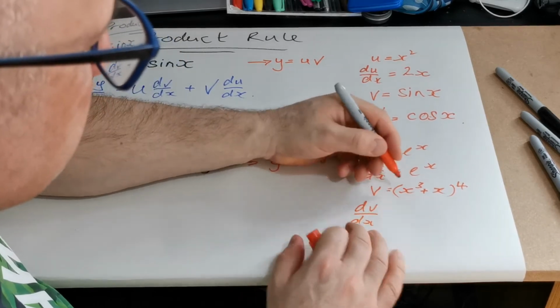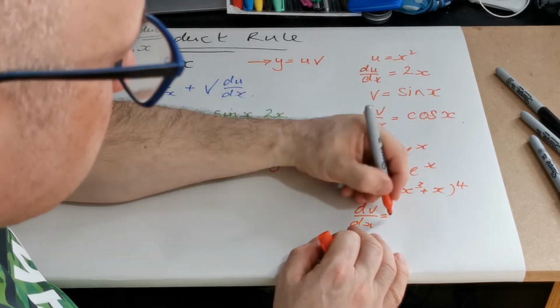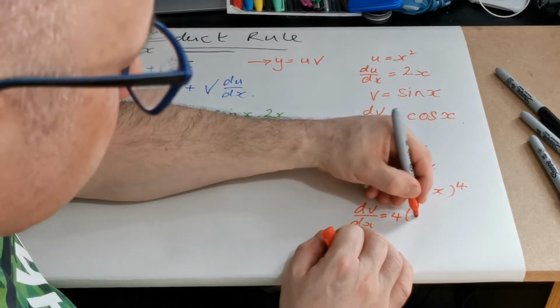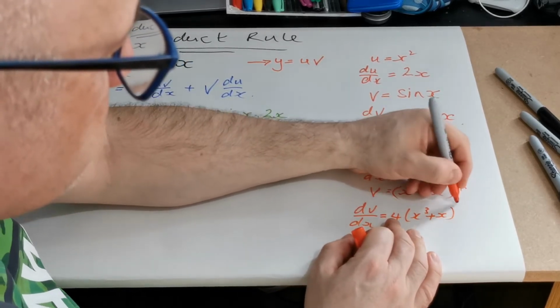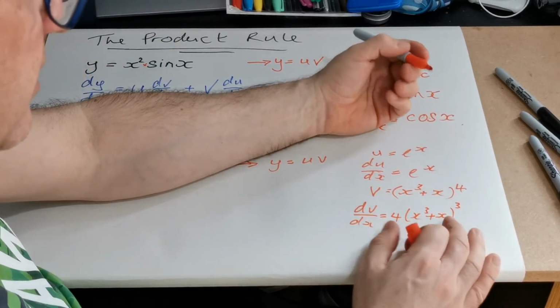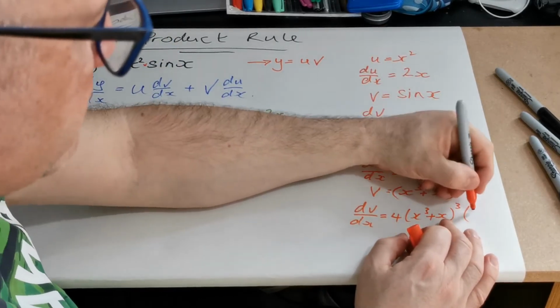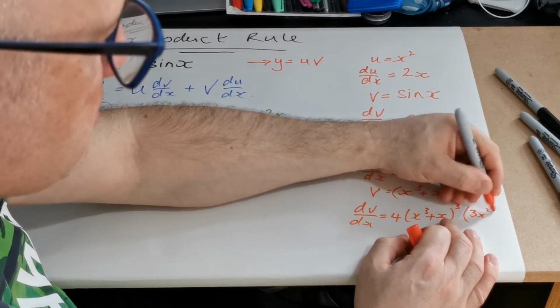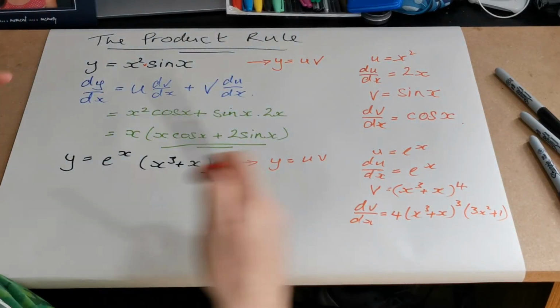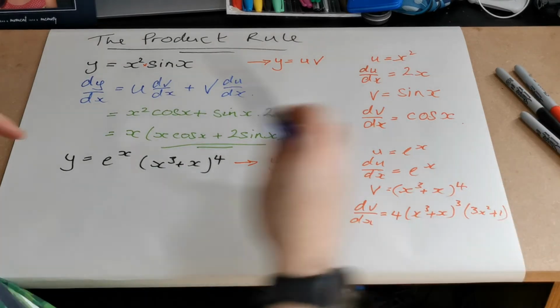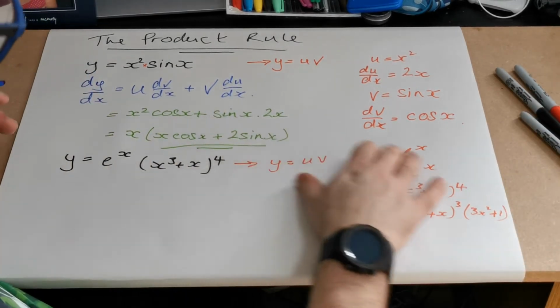So I'm going to differentiate the outer function. So that's 4 times x cubed plus x cubed. And then I'm going to times by the differential of the inner function, 3x squared plus 1. So there's my side workings out.